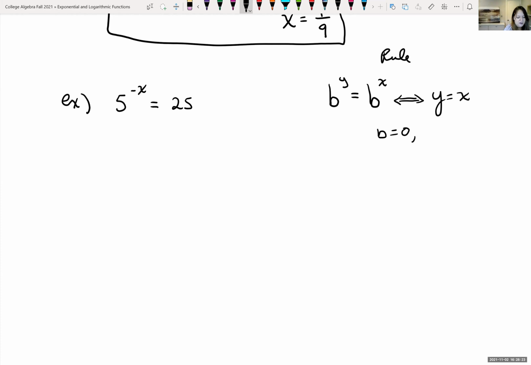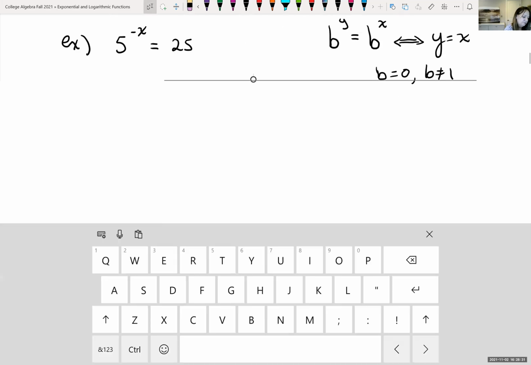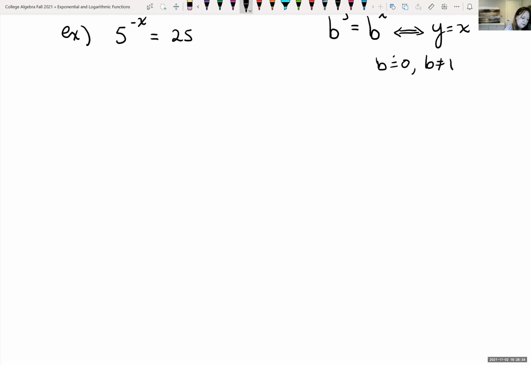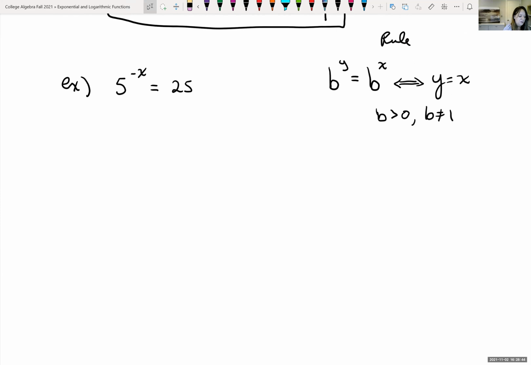B can't be 0, B can't be 1. Actually, B can't be less than or equal to 0 either. Our base has to be positive. So B has to be greater than 0 and B can't be 1. Okay, so we can manipulate 25 to be base 5. So this is 5 raised to the negative x is equal to 5 squared. Using this rule, now we have negative x is equal to 2, so x has to be negative 2.